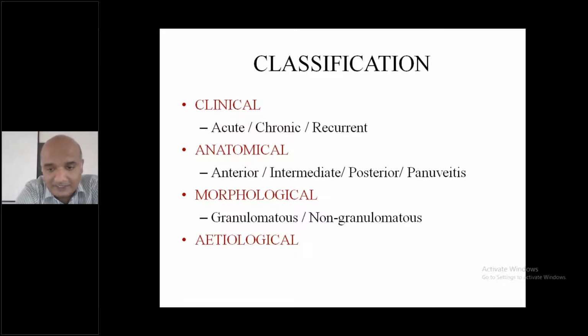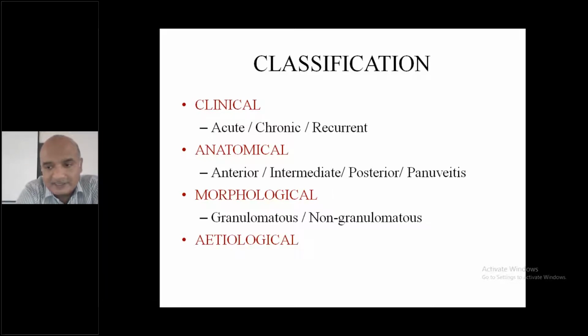Is it the anterior part, posterior part, or the intermediate part which is involved? If the complete uveal tissue from anterior to posterior is involved, you call it panuveitis. That is, the complete uveal tissue is involved. Morphological classification.